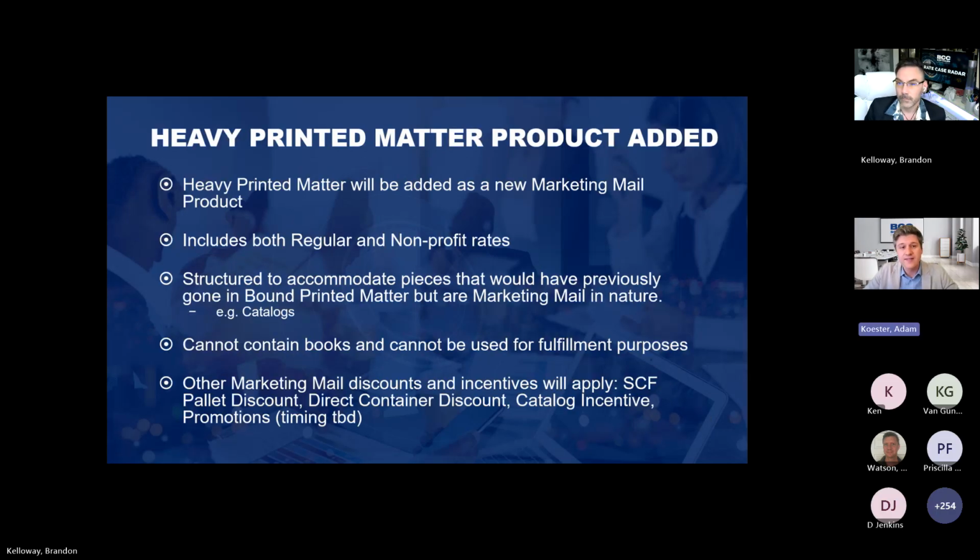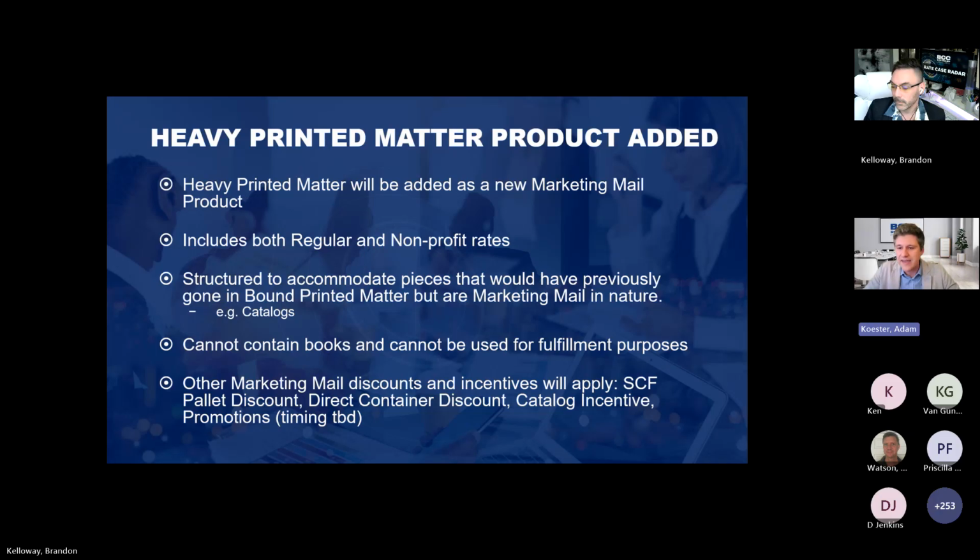All right. And this is one of the major things that's not just being restructured, but completely added as a brand new thing. So heavy printed matter was another one of those bits that the post office was proposing to add back when they were proposing to eliminate bound printed matter. It is a brand new parcel product that will be in marketing mail. It'll be both for regular and the nonprofit rates. And really that product is meant to accommodate anything that exists across other products that is really marketing mail in nature, right? So if it's got an advertisement or some messaging about a business, those things can now fall into heavy printed matter rather than, for example, bound printed matter.